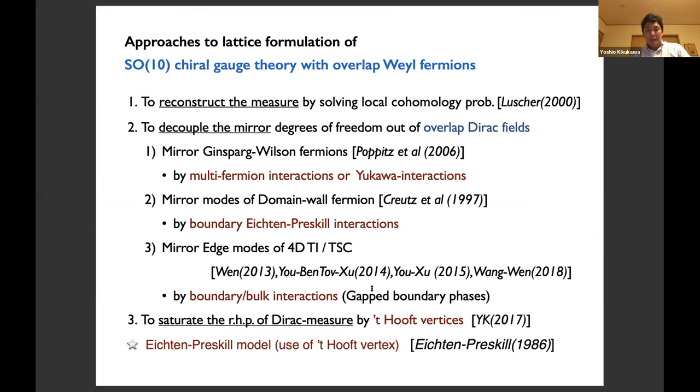So, now let me discuss how to formulate the SO10 chiral gauge theory with overlap Weyl fermions. So there are several ways to do this. And the first way is to follow Lucia's proposal, but we know it is a very tough problem so far. Then we can consider the mirror fermion approach.